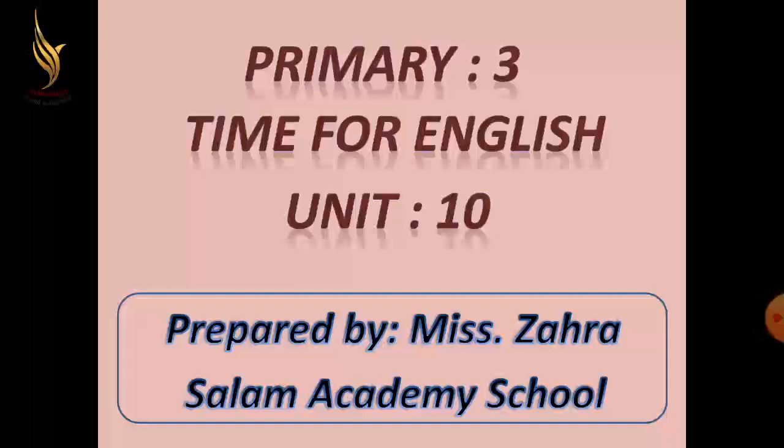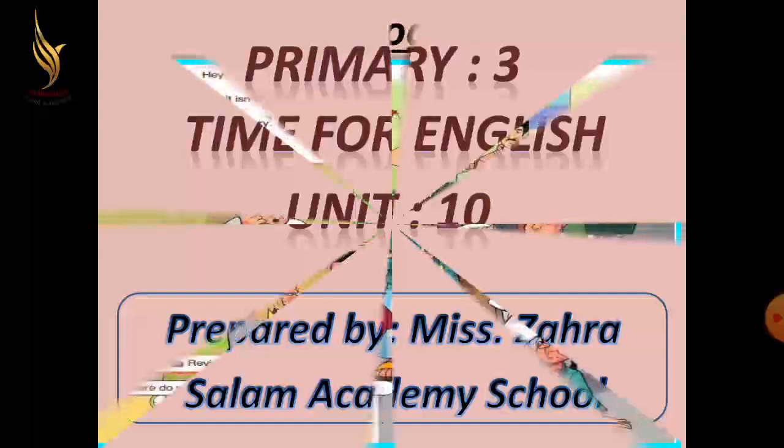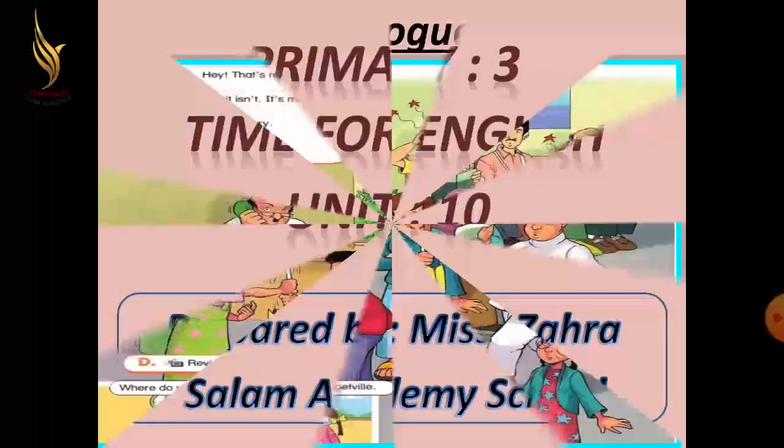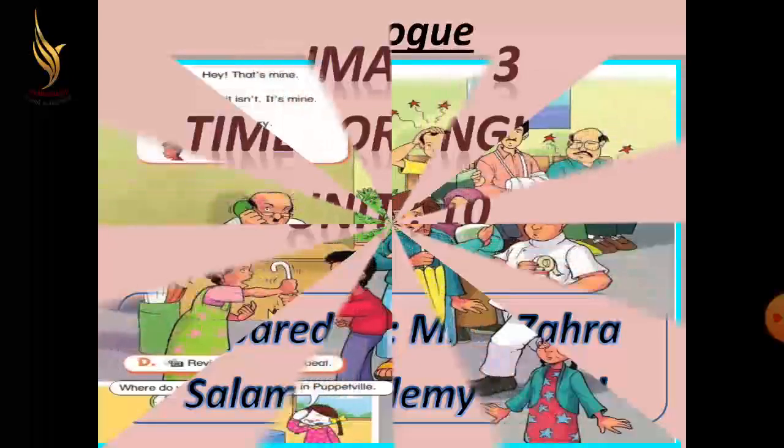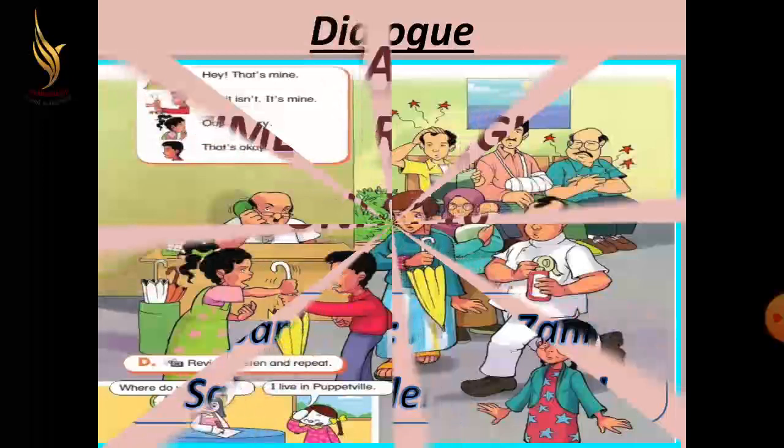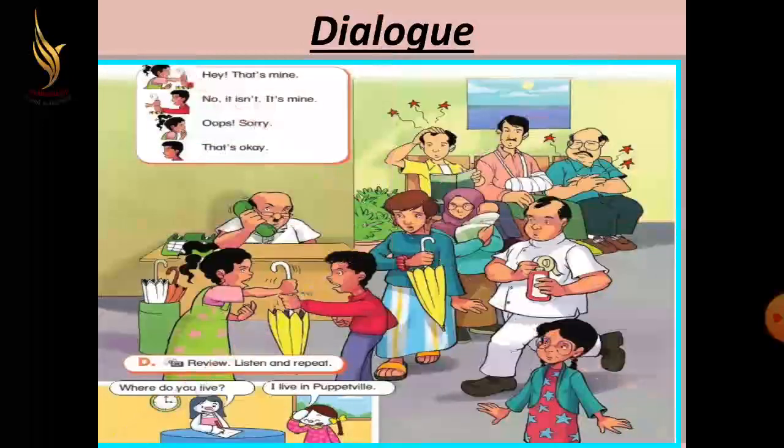In this dialogue, the boy and the girl, as it's shown in the picture, speak to each other about the umbrella. The girl says, "Hey, that's mine." The boy replied, "No, it isn't, it's mine." The girl said, "Oops, sorry." The boy replied, "That's okay."